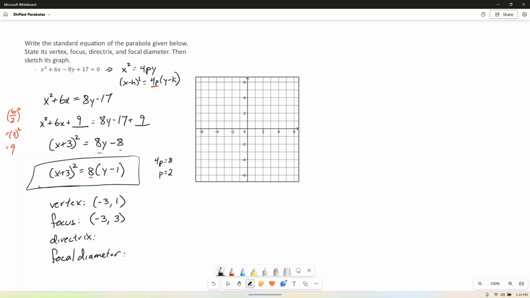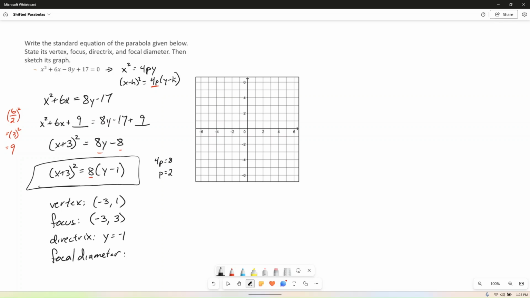The directrix has to be 2 units below the vertex. Again, that's because the graph opens upwards. The directrix goes in the opposite direction. So what is 2 units below y equals 1? Well, that would be a negative 1. So the directrix is going to be y equals negative 1.